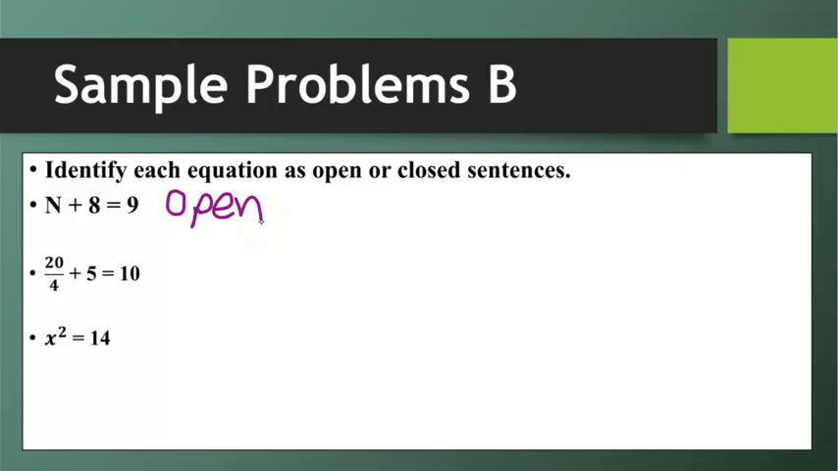Next one, 20 divided by 4 plus 5 equals 10. There's no variable, so I know that this one has to be closed. And it's closed because it's just numerical. And then I can determine if it's true or false, but right now we just need to know if it's open or closed. Next one, x squared equals 14. Since I have an unknown here, this would be open.